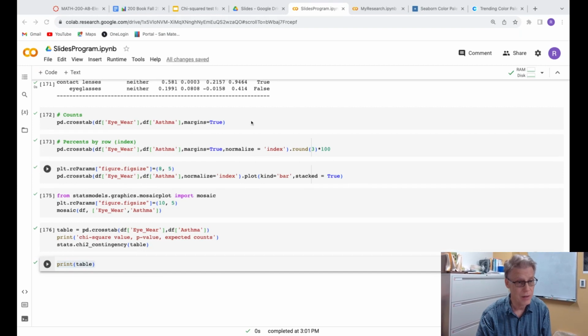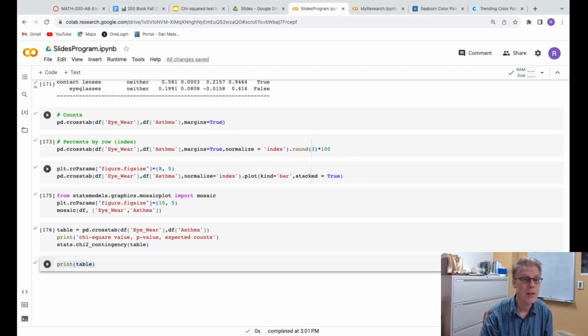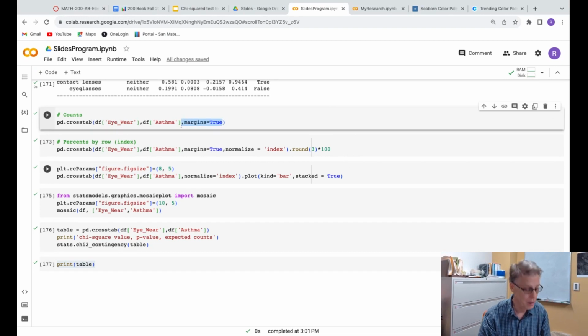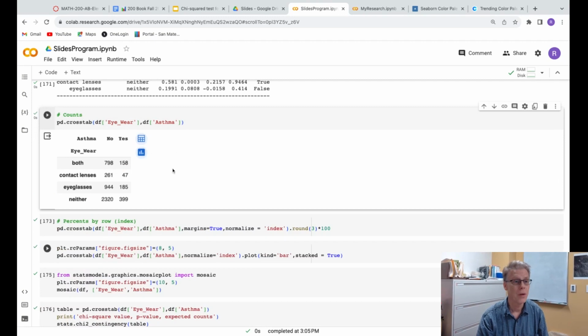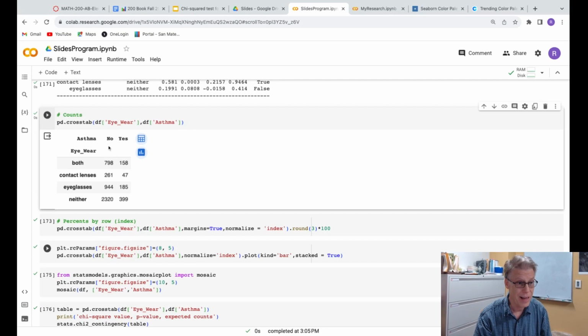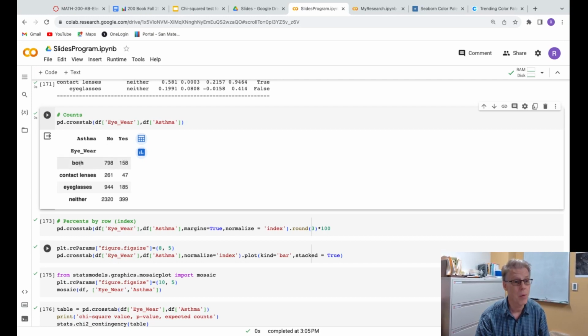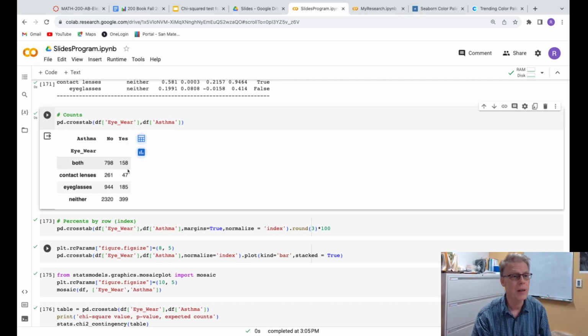Let me do it without the totals first, and then I'll put them in. So let me cut that out. What this is saying is there are 798 people who wore both eyeglasses and contacts and at the same time did not have asthma, and 158 people who wore both contacts and glasses but did have asthma, were diagnosed with asthma, etc.